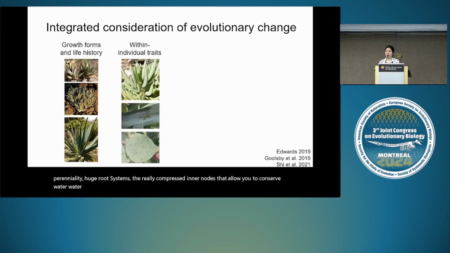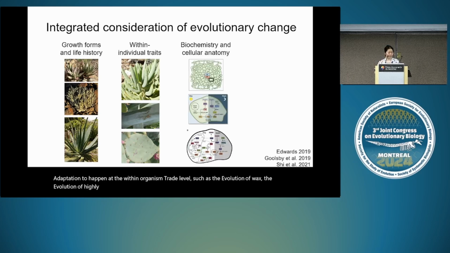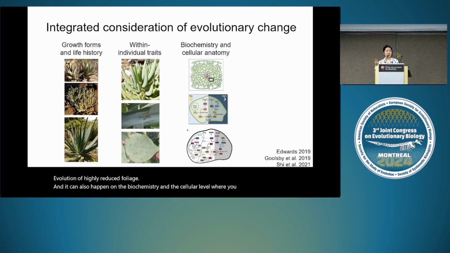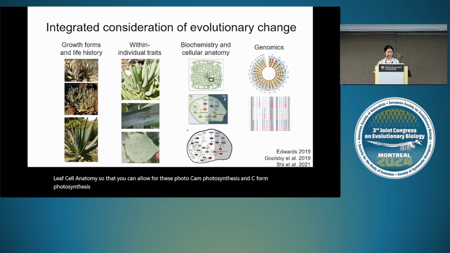The adaptation can happen at the within organism trait level, such as the evolution of wax, the evolution of highly reduced foliage. And it can also happen at the biochemistry and the cellular level, where you reorganize your leaf cell anatomy so that you can allow for photosynthesis and C4 photosynthesis to occur. And of course, for those of you who are gene people, genomic adaptation, a whole cluster of genes have to evolve for these biochemical processes to happen.